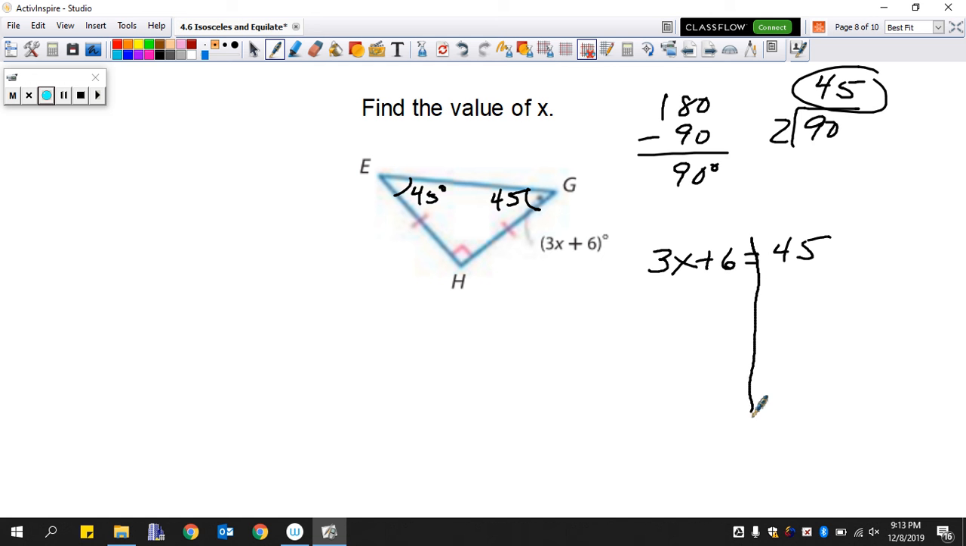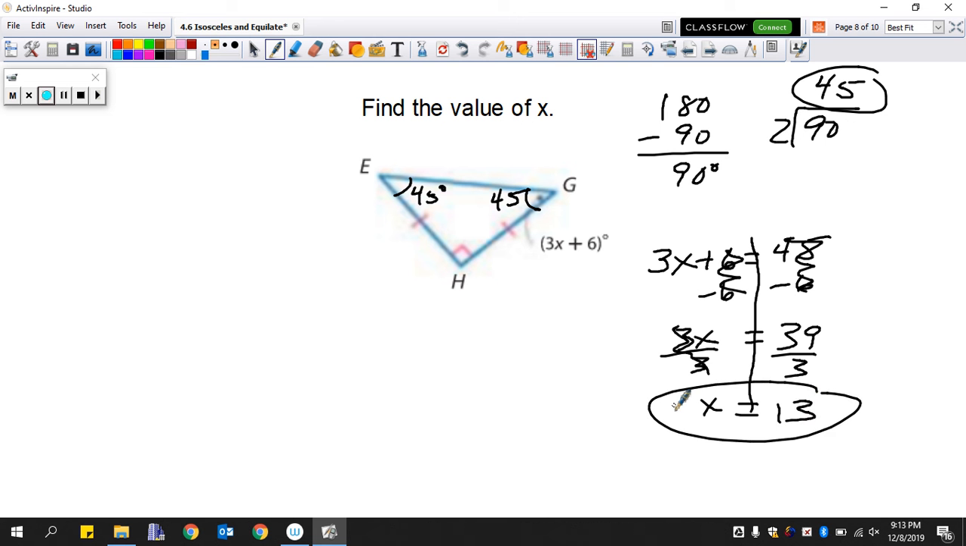And then when we have that, we just solve for x. So we subtract 6 from both sides. We're left with 3x is equal to 45 minus 6, which is 39, divided by 3. And x is equal to 13. All right? x is equal to 13.